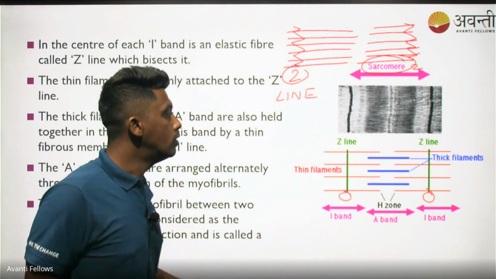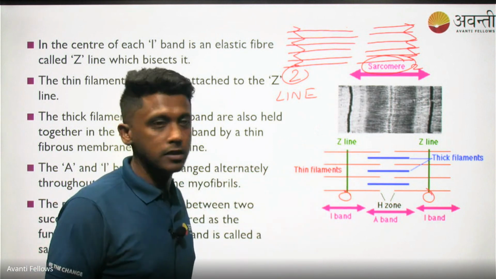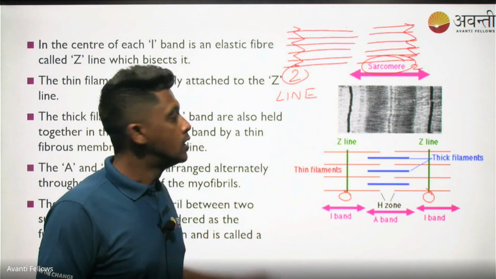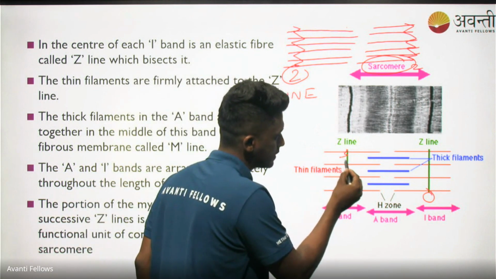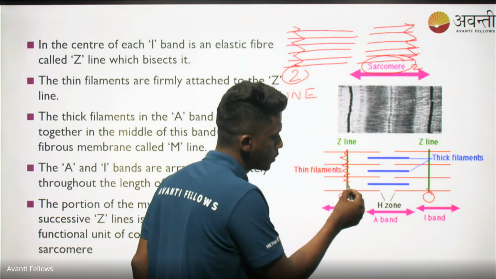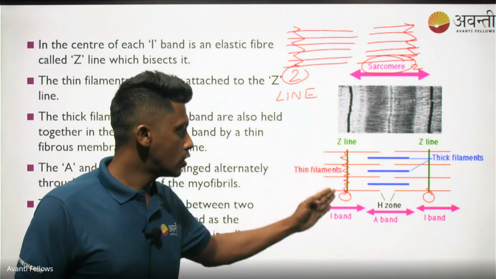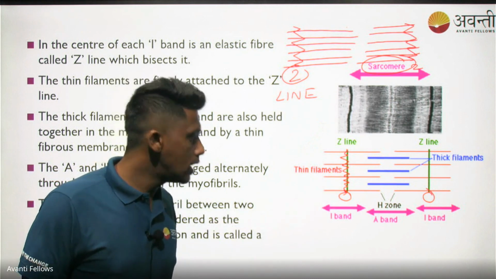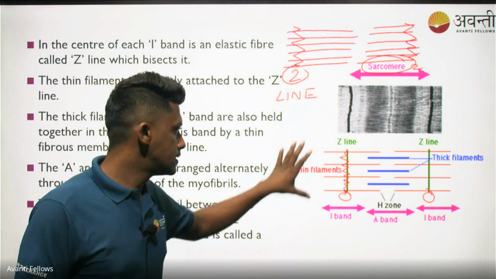So what did I tell you? There are parallelly arranged thin filaments, which we call actin filaments. These actin filaments are held together at one point by these elastic fibers on a longitudinal axis. The line that stitches all these actin fibers on a longitudinal axis is called the Z line. So this is about actin.